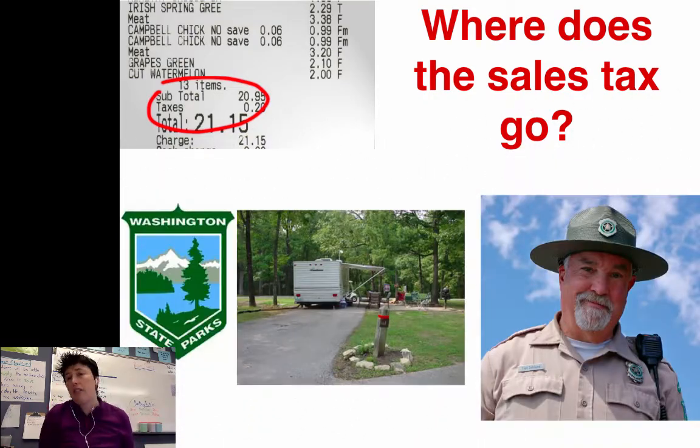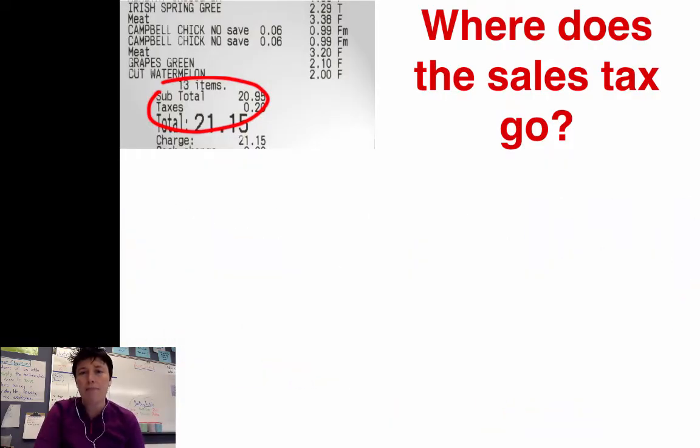State parks, for instance. Are you possibly a camper? Do you ever go camping with your family and set up a tent or a trailer somewhere? When you go to those state parks, there's always a ranger that works there. They have bathrooms available. The bathrooms have to be taken care of. A lot of the RV parks, you can plug in your RV and all that kind of stuff. Well, that all costs money. That's something our sales tax pays for so that anybody can go and enjoy those parks.